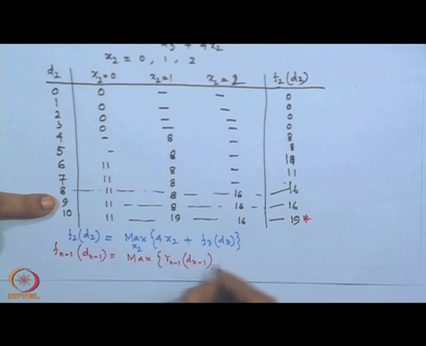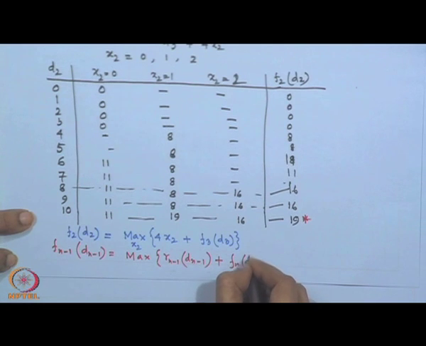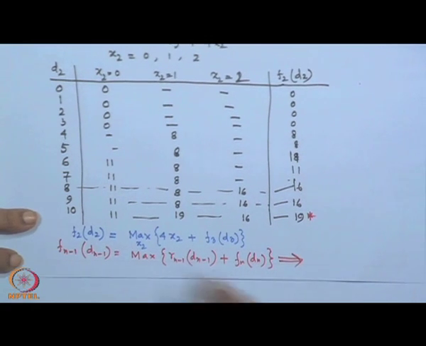That is why we have considered in this way, plus f and dn. You can understand this relation later on. This is a very important relation in our dynamic programming technique.